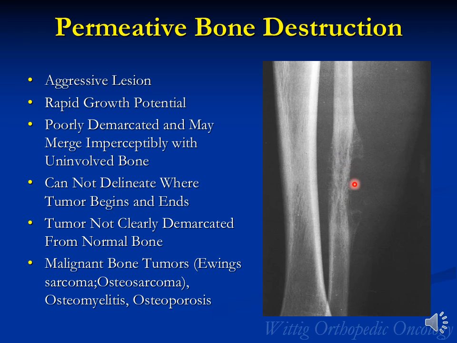This is a very aggressive appearing lesion. The important thing is you can't make out the borders of this tumor. It's permeating through the bone. It's growing rapidly. And this is indicative of malignant bone tumors like a Ewing sarcoma or an osteosarcoma, although osteomyelitis and severe osteoporosis can sometimes have an appearance similar to a permeative type of sarcoma.